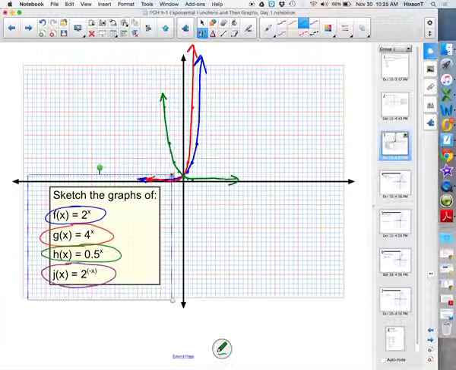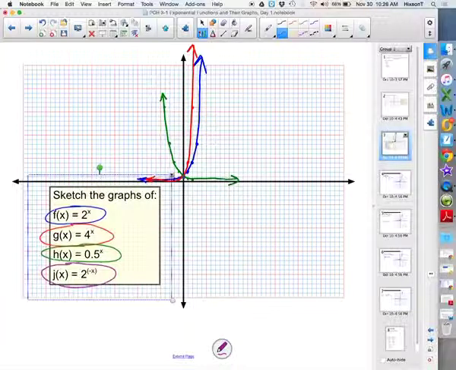And then finally, 2 to the negative x. What are some points here? What's our y-intercept? (0, 1) still, okay? Now, by the way, 2 to the negative x is a transformation of 2 to the x, right? What does it look like? Isn't it a reflection over y? Horizontal. Very good. It's a reflection over the y-axis.